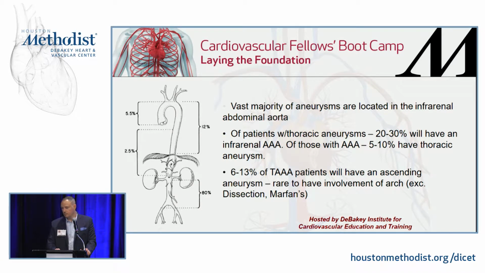6 to 13% of thoraco-abdominal aneurysm patients will have an ascending aneurysm. All these patients get imaging head to toe, so you're going to take a look at the ascending as well. It's rare for those to happen except in patients that have either a dissection or a connective tissue disorder. Of your patients with a thoracic aneurysm, 20 to 30% will have an infrarenal AAA, and conversely, of those that have an infrarenal AAA, 5 to 10% will have a thoracic aneurysm. A lot of times you'll get sent a patient that has a CAT scan of either the chest or the abdomen. Make sure you look at both.